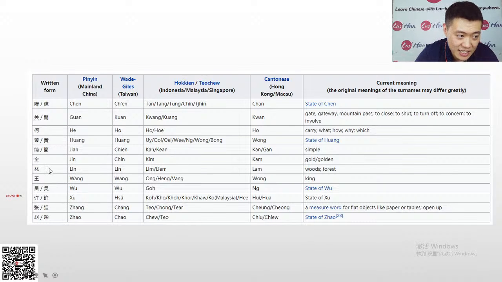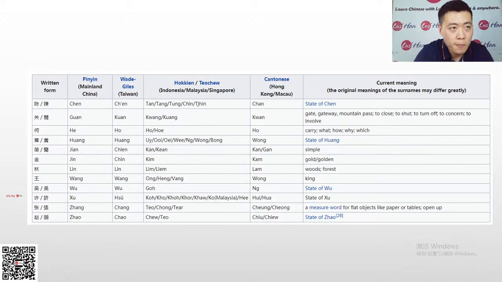Next one, 林. This word is combined from two single words, 木. 木 means trees. So putting two trees together, we say 林, forest, 树林, forest. And 王, king. 王, king.